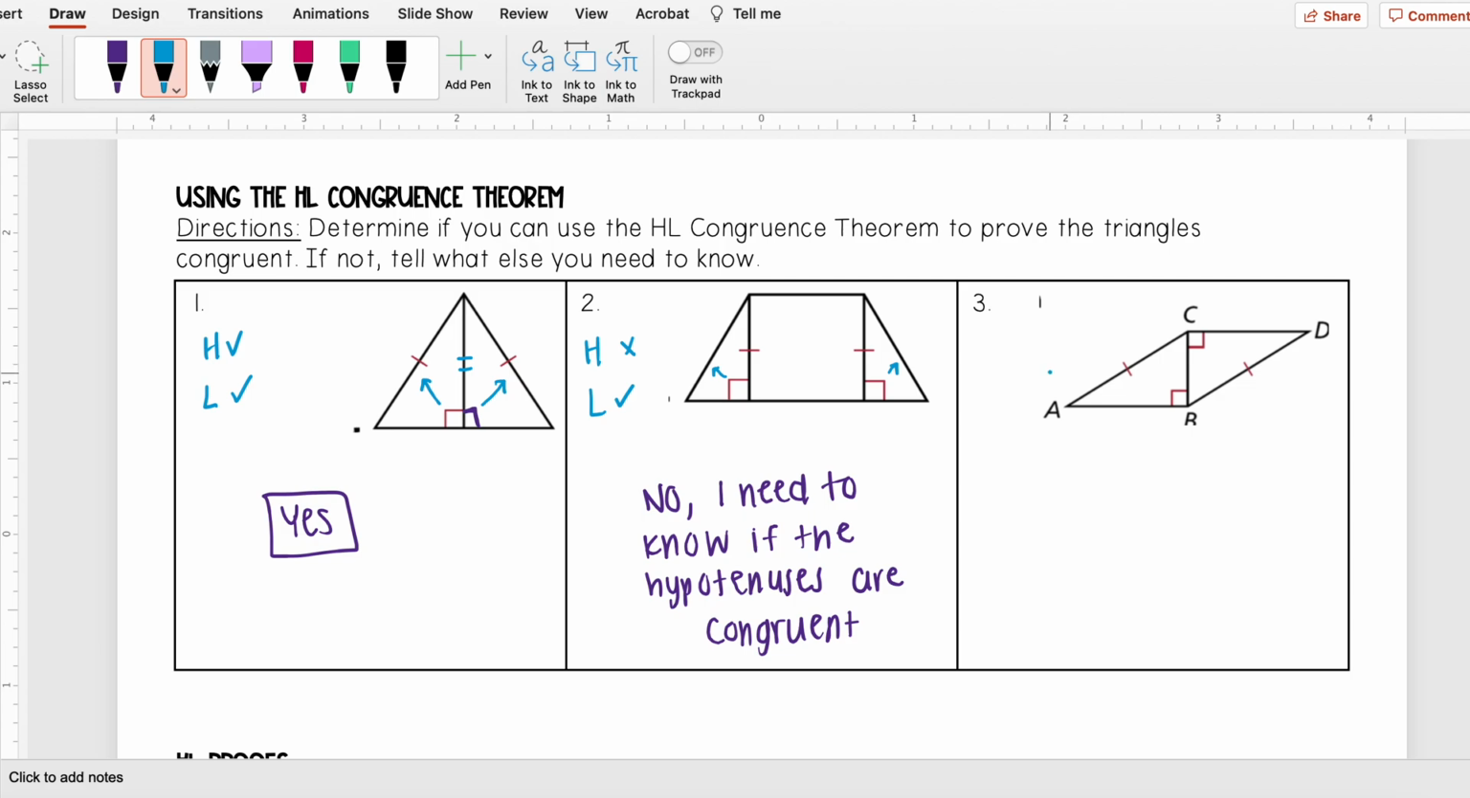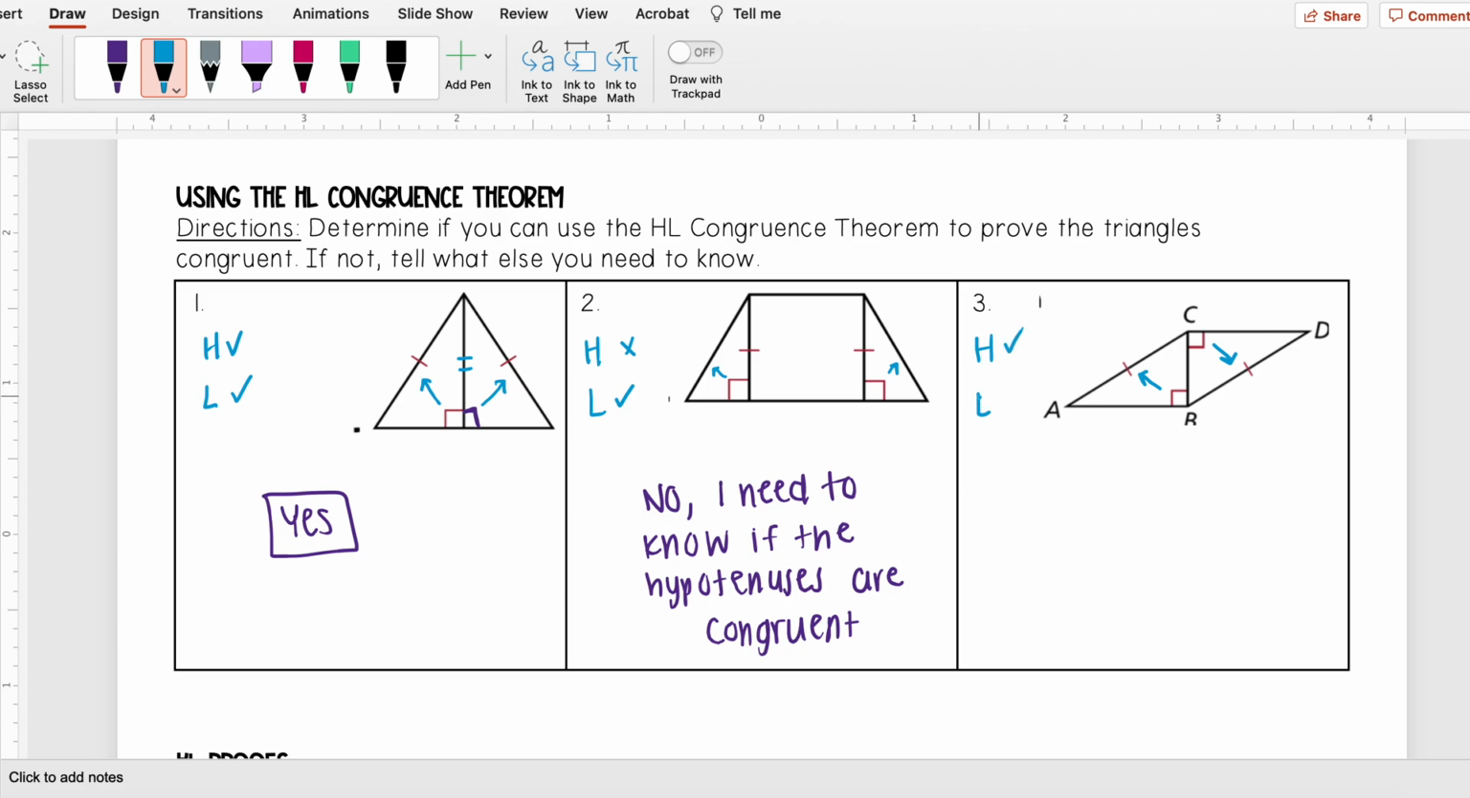Okay, so now looking at number 3, I again need to see whether I have a hypotenuse and a leg congruent. I see that I have two right triangles because they have that right angle. I see that it's given to me that AC is congruent to DR. And looking at that, I know that's like my hypotenuse because it is opposite of my right angle. So I have a hypotenuse congruent.